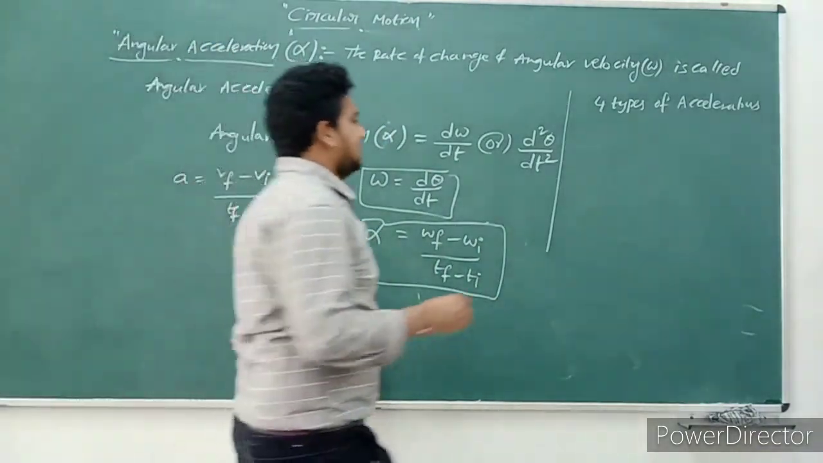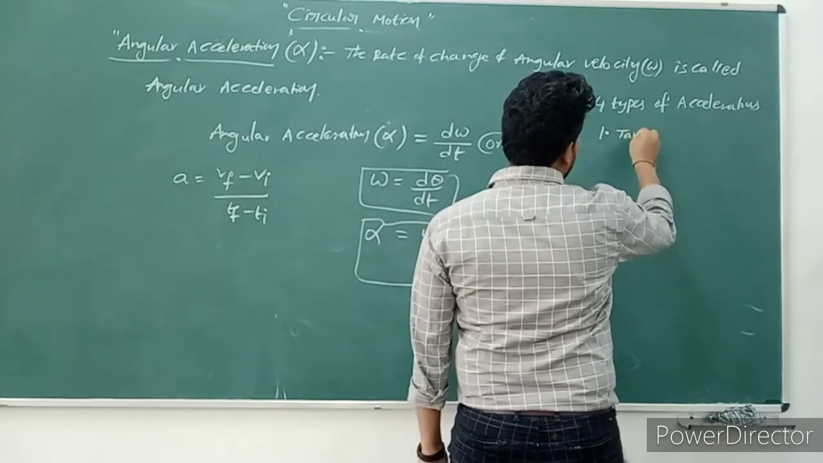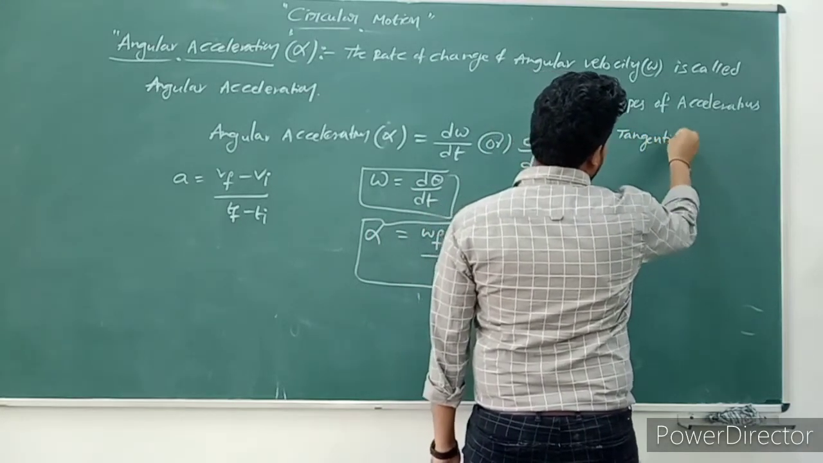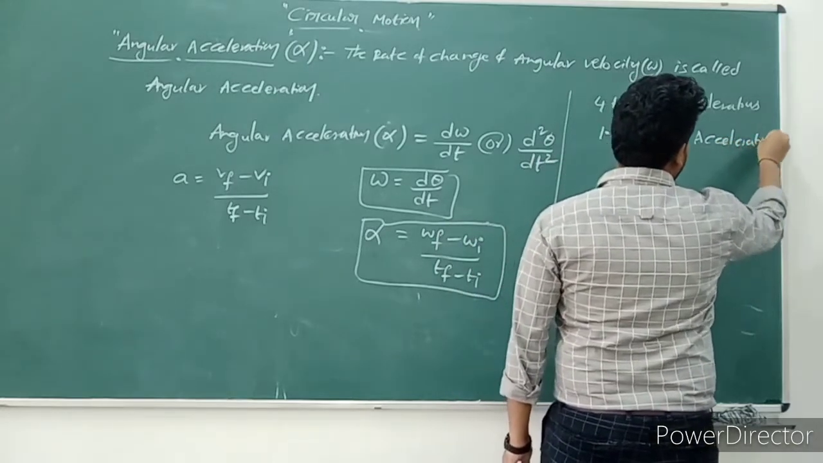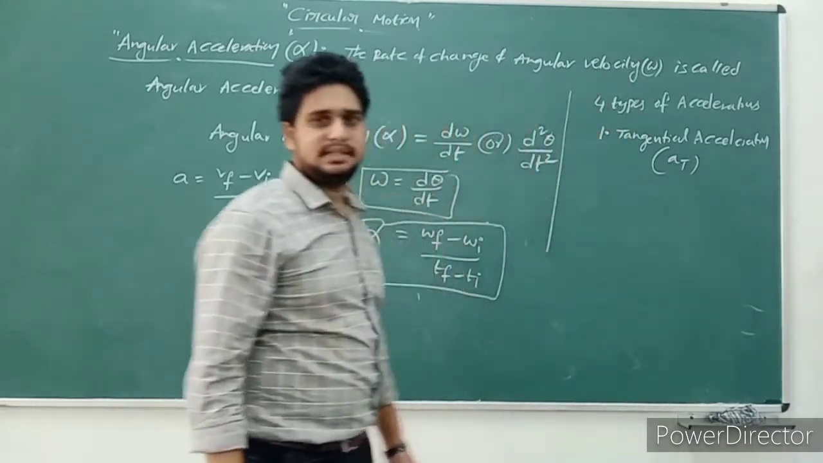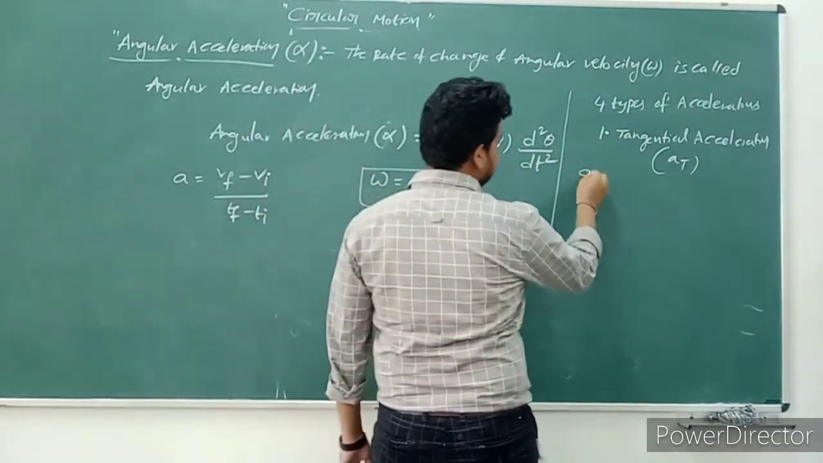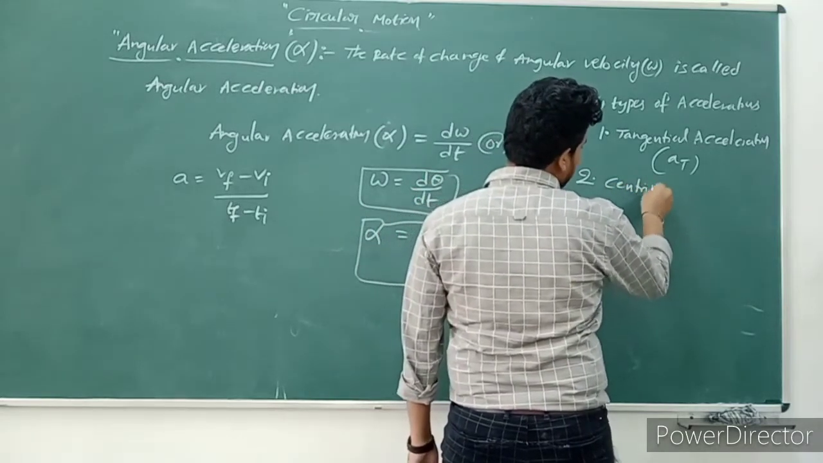We have four types of accelerations. The first one is tangential acceleration, which is indicated with AT. The second one is centripetal acceleration.